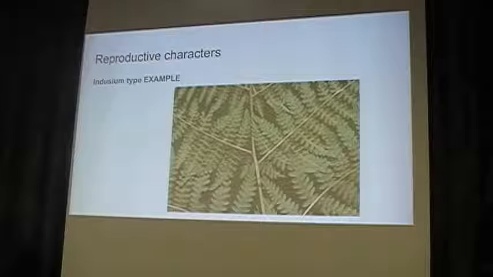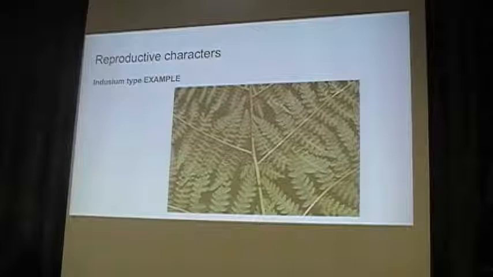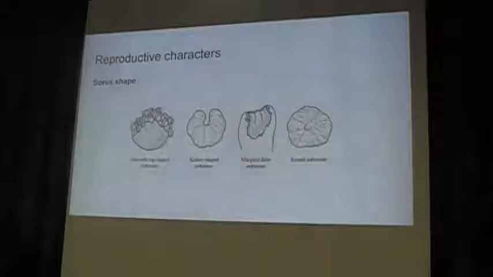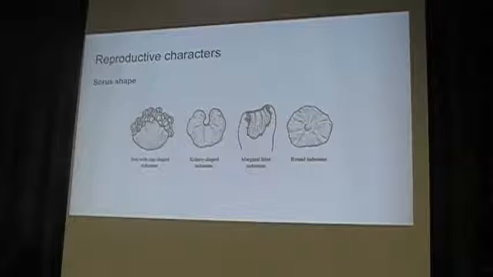Sounds like all the votes are for false. This is false indusium. It looks like a bracken fern that's fertile. That's real obvious because the leaves are curling around the sori. So no indusium and false indusium are pretty much yes or no.